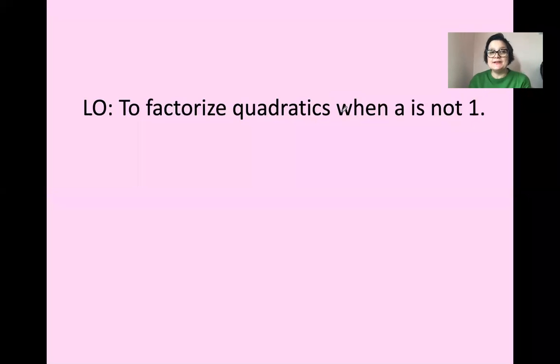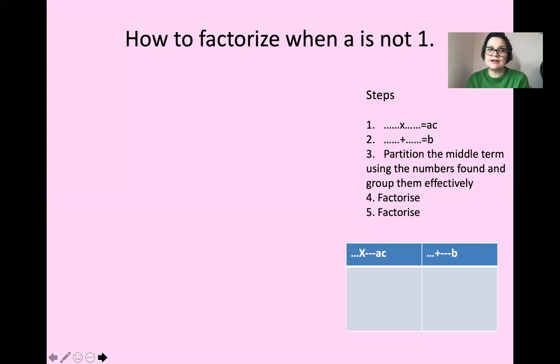Hello everyone. Today we are going to learn how to factorize quadratics when a is not 1. Previously, we did a lesson on how to factorize quadratics when a was 1. Now, in this case, a is not 1.